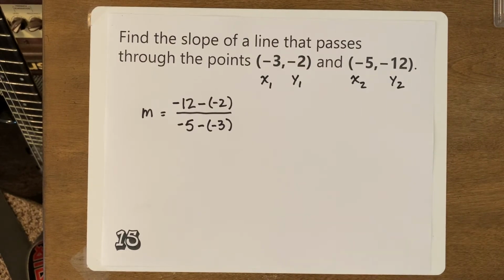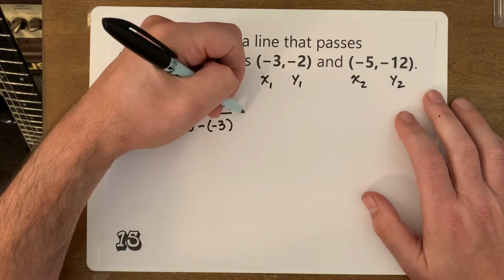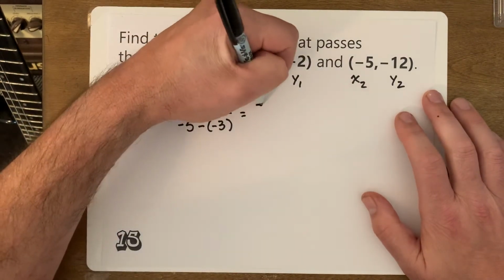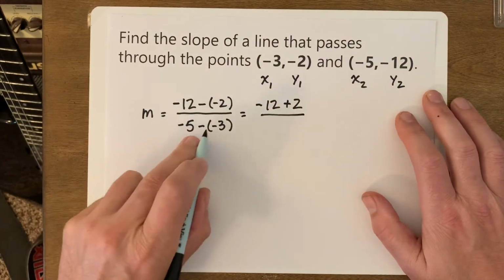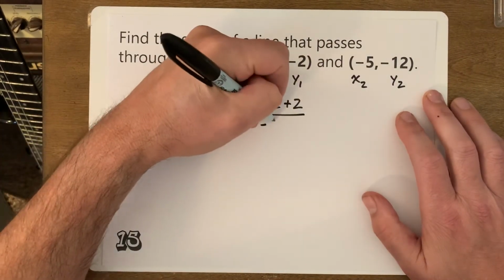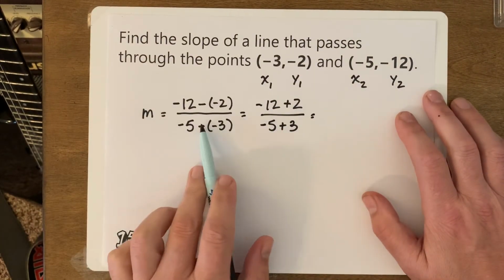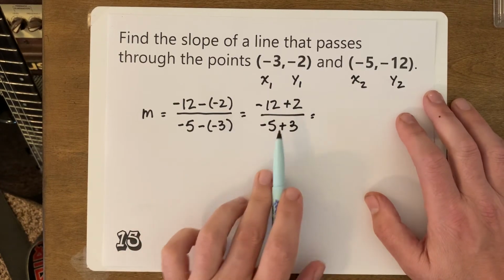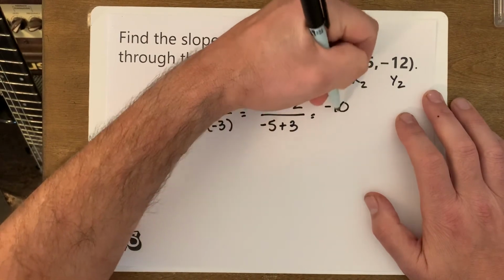If this was a problem in class, I'd probably get at least 10 different answers for this. It's that much of a source of error. So that's why we take it slow. Okay, these two negatives are going to make a positive. So -12 plus 2 over, these two negatives make a positive, -5 plus 3. All right, that one little step does tremendous wonders for your grades when you just take it one little step at a time. -12 plus 2 is going to bring that down to a -10.